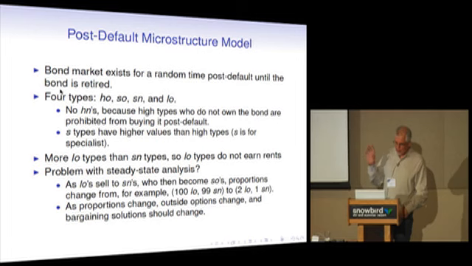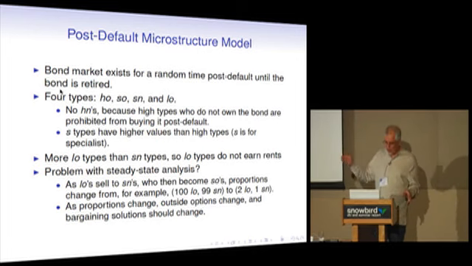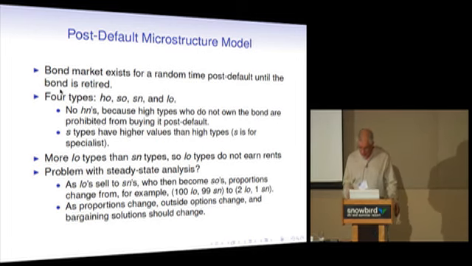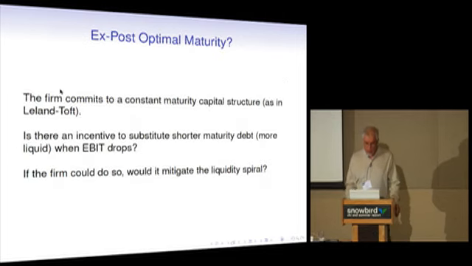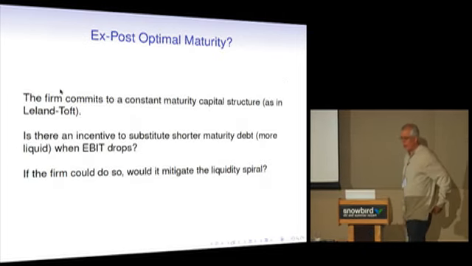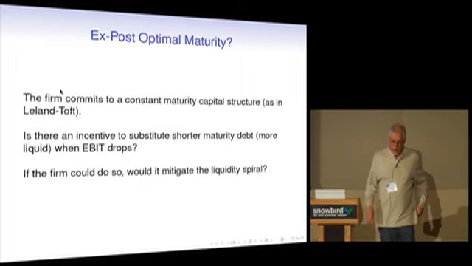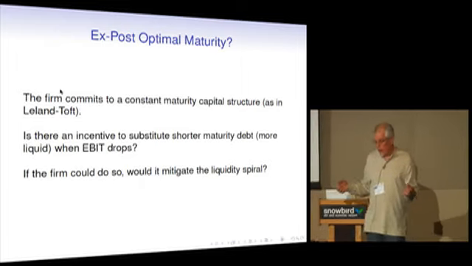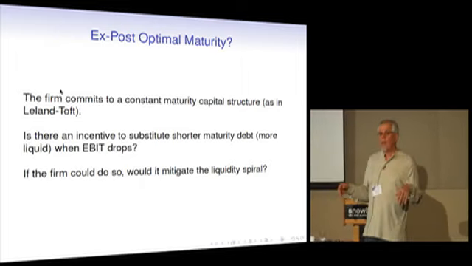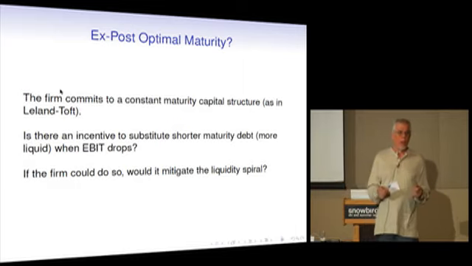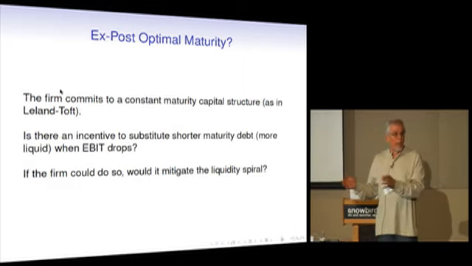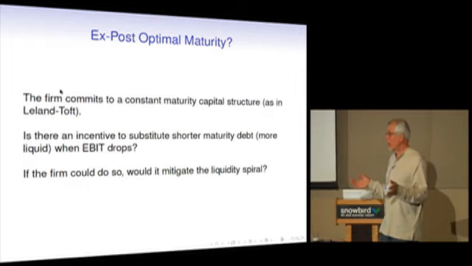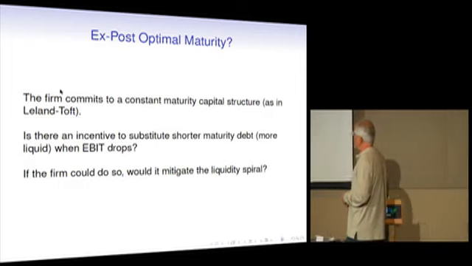Okay, so I have a question about the post-default model about steady states, but it's minor, so I'll let that go for now. So I have one question about capital structure. So Leland-Toft model, you have fixed maturity debt. And when debt matures, you issue new debt of the maximum maturity. And so you have this constant maturity structure over time, and that makes the analytics possible.